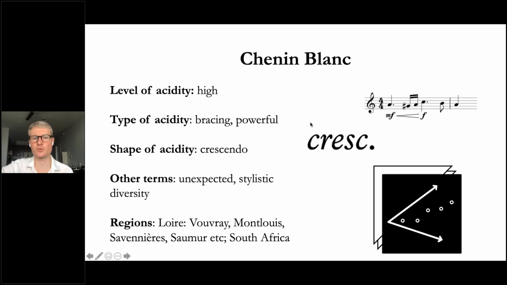And then the stylistic diversity as well. I think I've already talked about that, the difference between the soft, rich examples from South Africa and then the austerity of Savennières on the other hand. And somewhere in the middle, things like Montlouis or Saumur. But don't forget sparkling Chenin Blanc, so important in the Loire Valley. And that will behave the same way, same kind of structure. Ignore the bubbles, focus on the acid structure. You'll experience the same kind of crescendo of acidity.